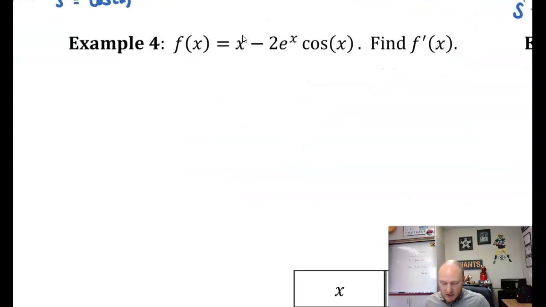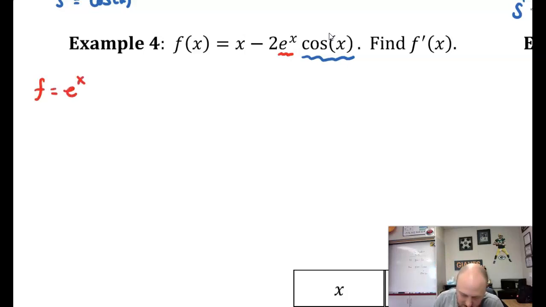Okay. All right, now let's give you multiple terms. So notice I have x minus 2e to the x cosine of x. I want you to see where product rule applies. e to the x times cosine of x. I have two functions multiplying times each other. So I'm going to say, okay, the first function is e to the x, and the derivative of e to the x is e to the x. My second function is cosine of x, and the derivative of cosine of x is negative sine x.